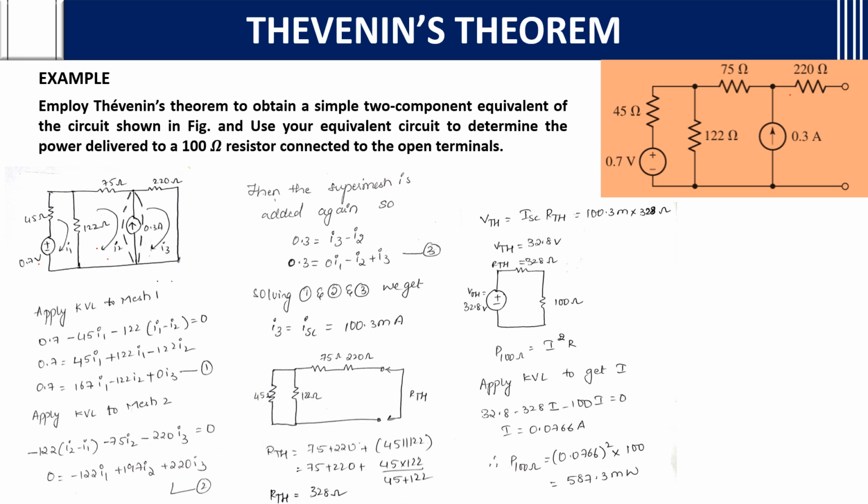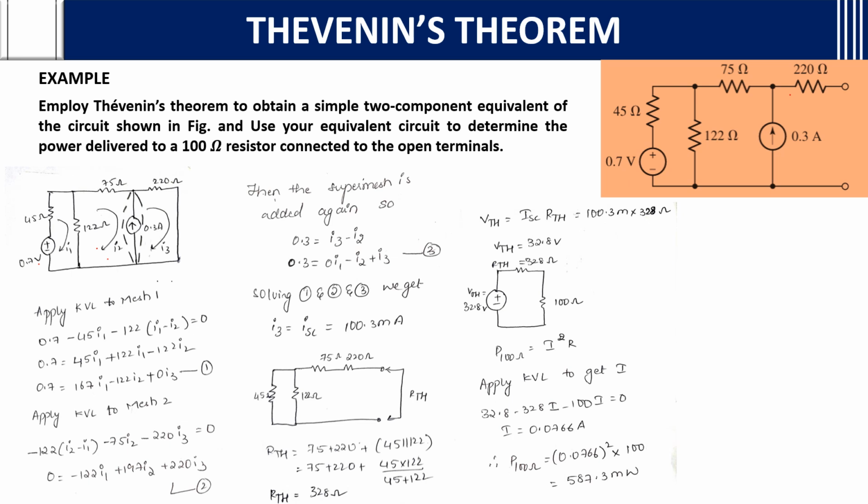VTH is equals to what? V equals to IR according to Ohm's law. Here I short circuit into RTH, we will get VTH. So VTH will be 32.8 volts. We got VTH and RTH. We want those two terminals because we need the Thevenin's equivalent.